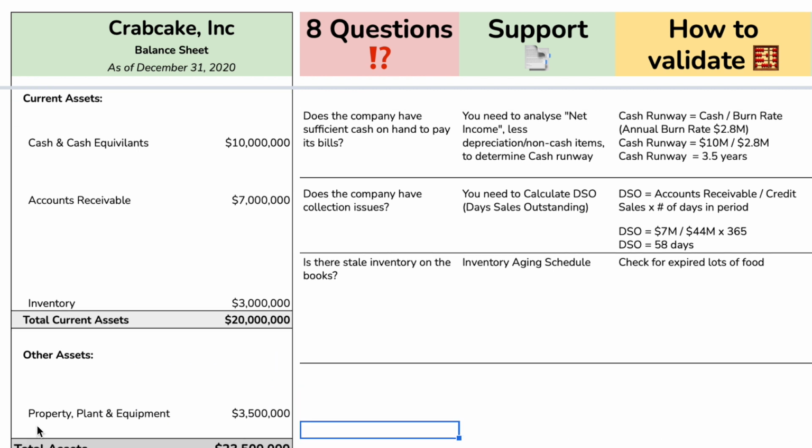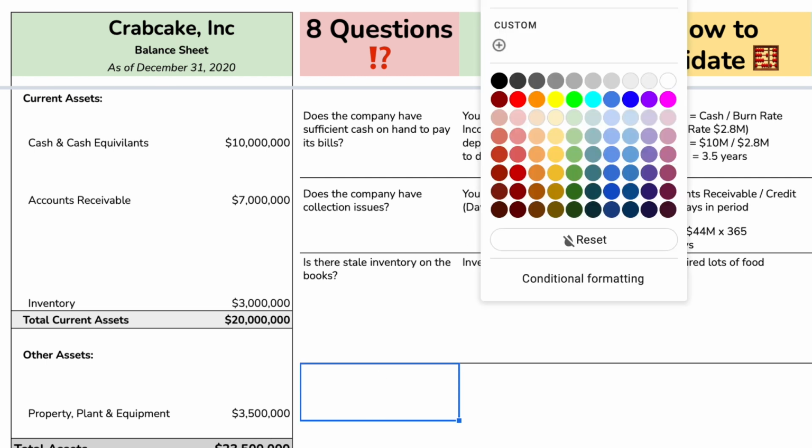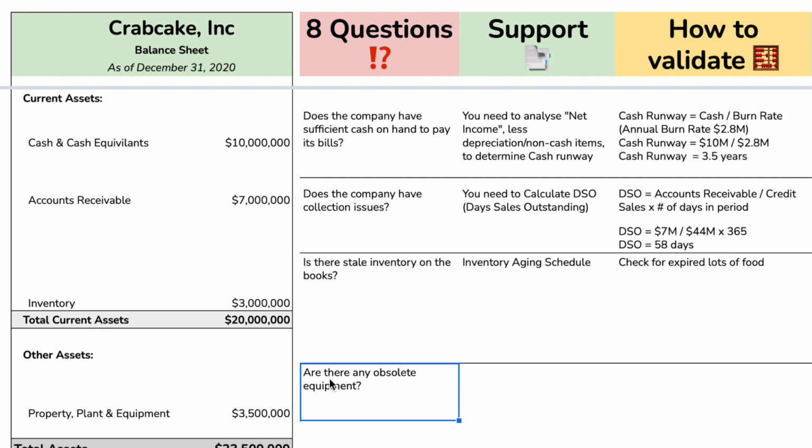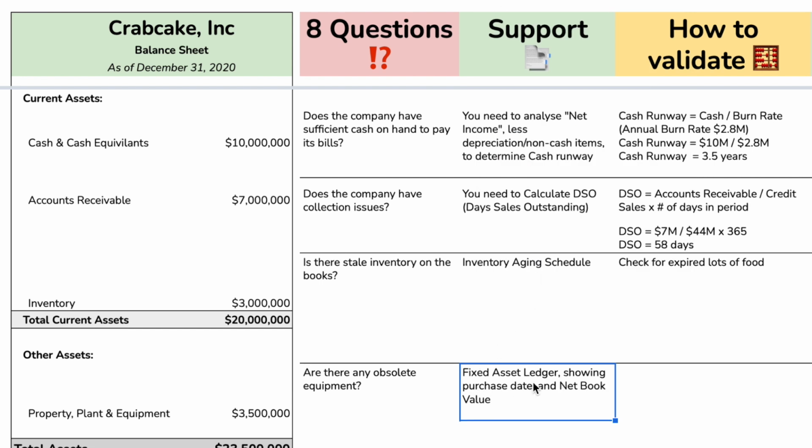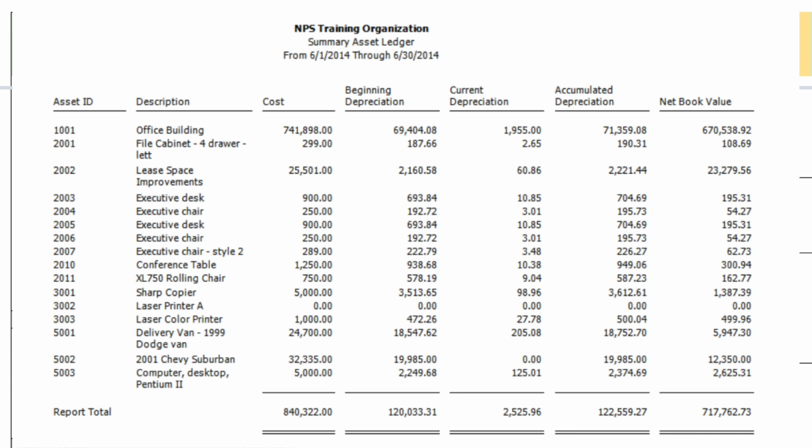My next question is going to be on property, plant, and equipment, and the company has a balance of $3.5 million. And the risk here is going to be the risk of obsolescence. And so my question is going to be, is there any obsolete equipment? And the way to validate this is to ask for a fixed asset ledger showing the purchase date and the net book value, as well as the cost of the asset. And so you can take a look at this and then you can validate.